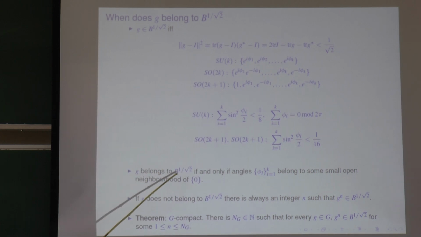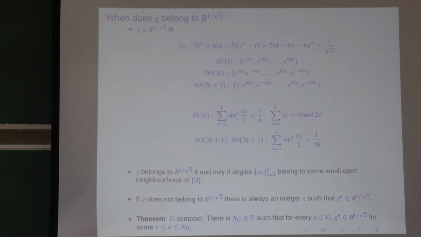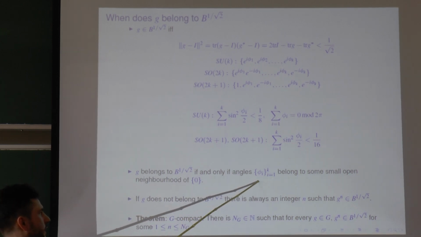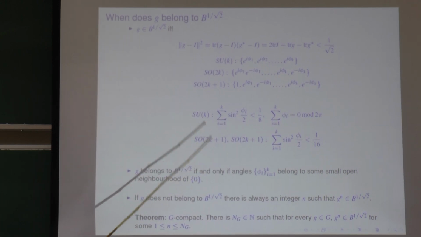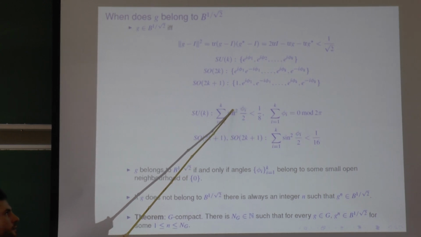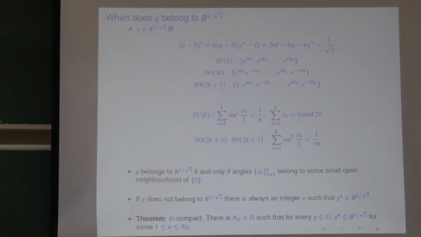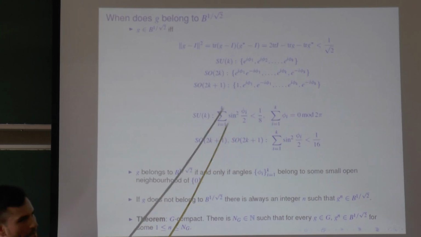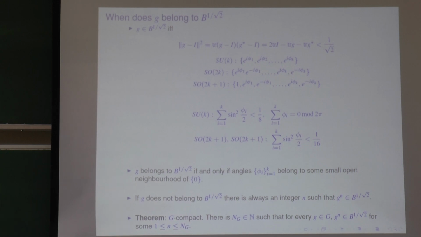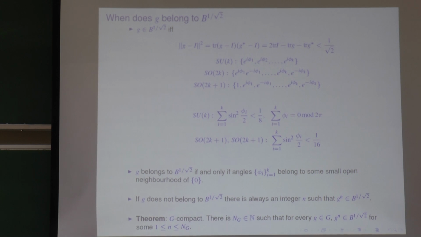So we know that g belongs to this ball, which is centered around identity and has radius 1 over square root of 2, if and only if the angles phi_i belong to some small neighborhood of 0. Yeah, because look, these things here, they are all positive. So those angles must be very small. Maybe not very small, it depends on how big K is. So then you will say, oh, this is not really good, because then you know about generation of infinite groups only for a very small neighborhood of the group, yes?